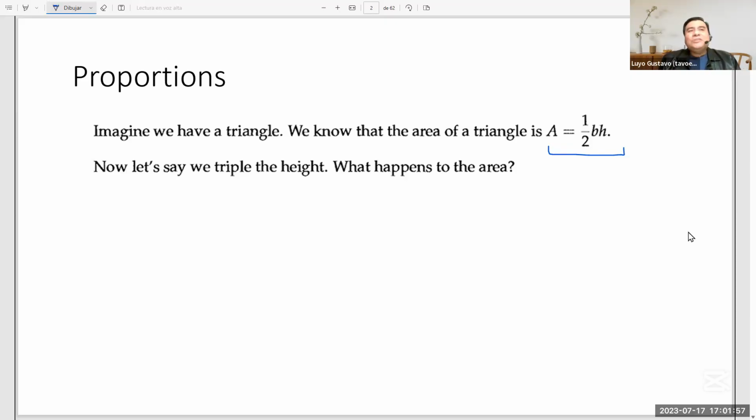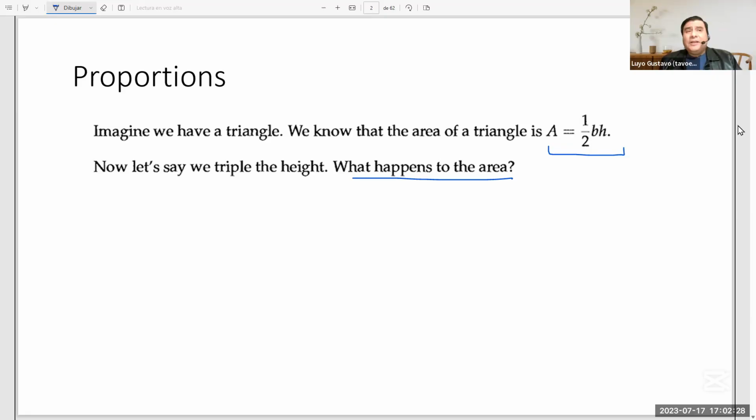Now, let's say we triple the height. That is to say, the initial height gets multiplied by 3. What happens to the area? By which factor is the area going to be multiplied? That's the question. We need to find a factor that represents the increase of the area in terms of the old area or the initial area.